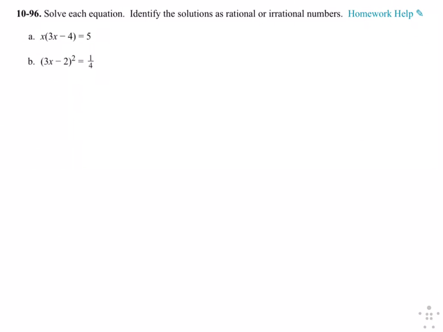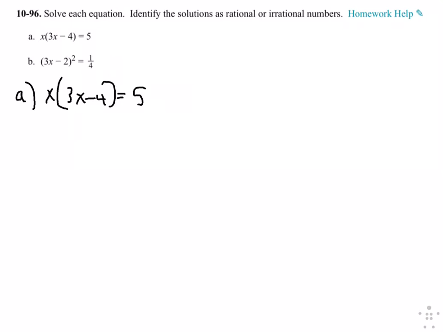Okay, for 96, they want us to solve and then state whether they're rational or irrational, right? So let's do A. We have x times 3x minus 4 equals 5. Now there is no product property here. I can't say either x equals 5 or 3x minus 4 equals 5. That only works if you have 0.